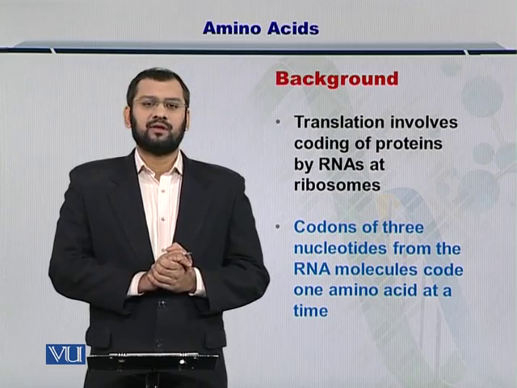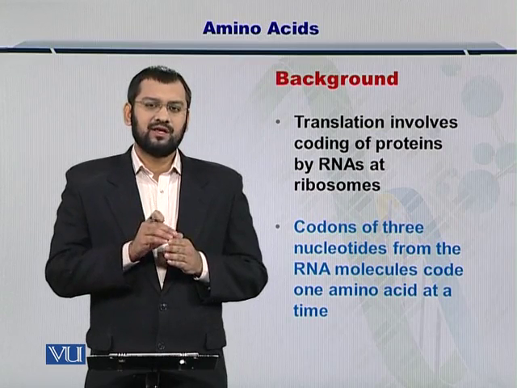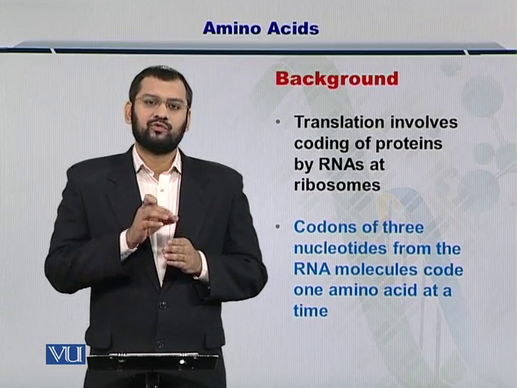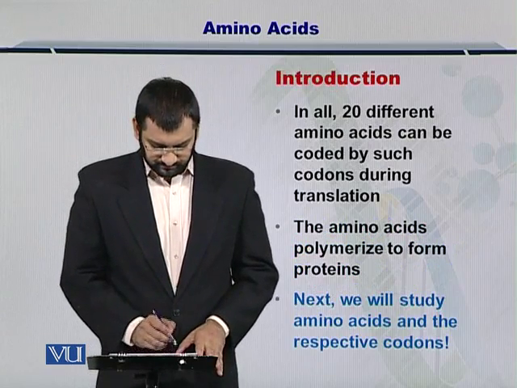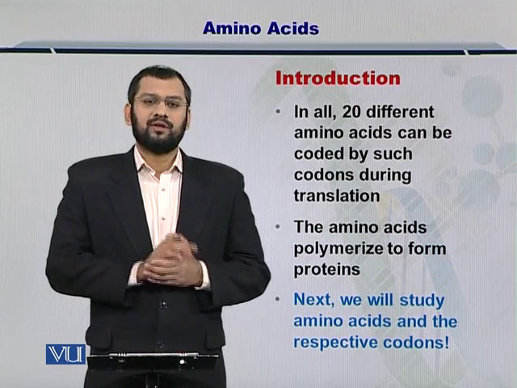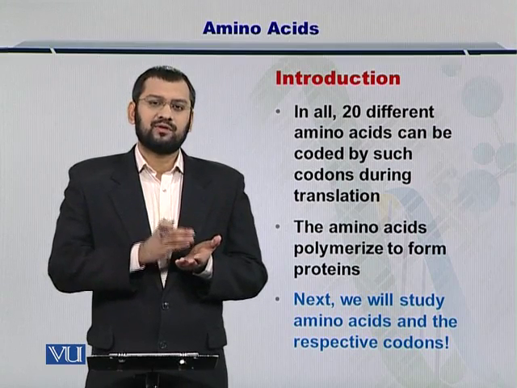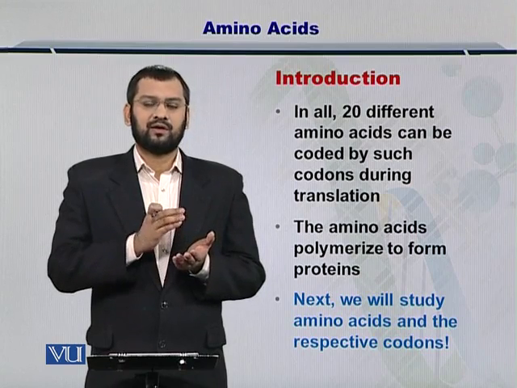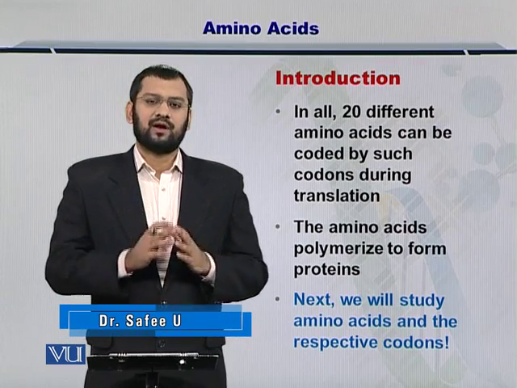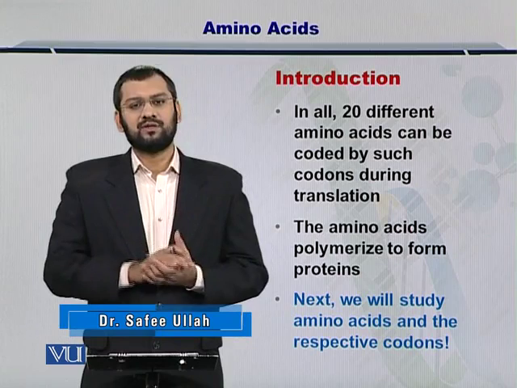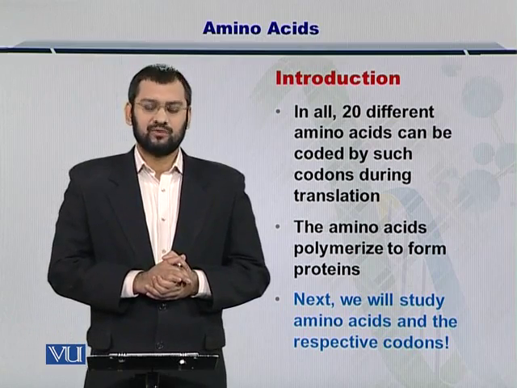These nucleotides act in nucleotide codons in which 3 nucleotides are present at a time. So 3 nucleotides code for 1 amino acid at a time. In all, there are 20 different amino acids that can be coded by the codons in the RNA. So if you have a codon with a different sequence, then it will code for a different amino acid. So in total, there are 20 amino acids, and any combination of the nucleotides arranged into a codon of 3 nucleotides can code for those amino acids.